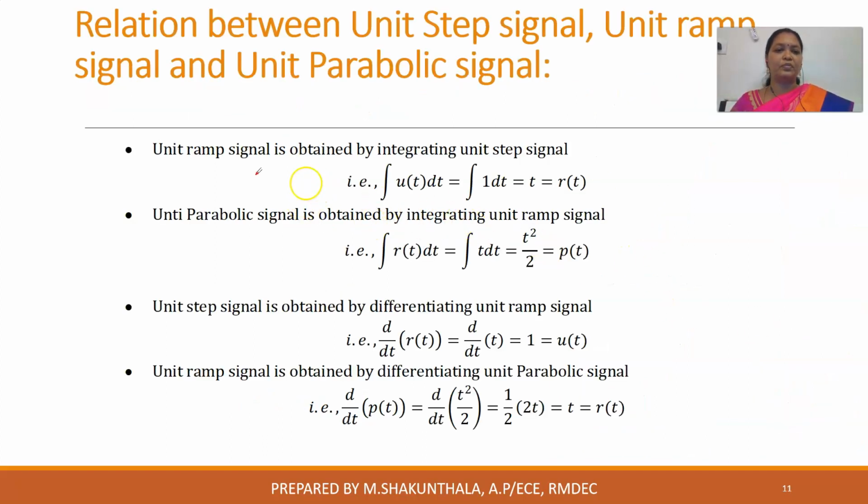So unit ramp signal is obtained by integrating unit step. Unit parabolic is obtained by integrating unit ramp. Similarly, unit step is obtained by differentiating a unit ramp. Unit ramp is obtained by differentiating a unit parabolic signal.